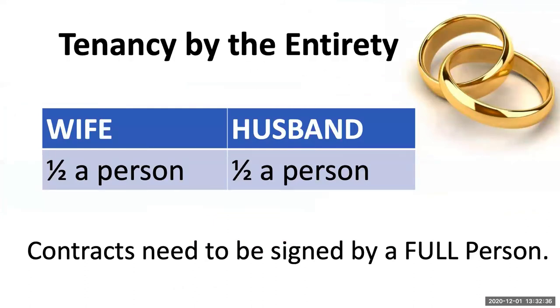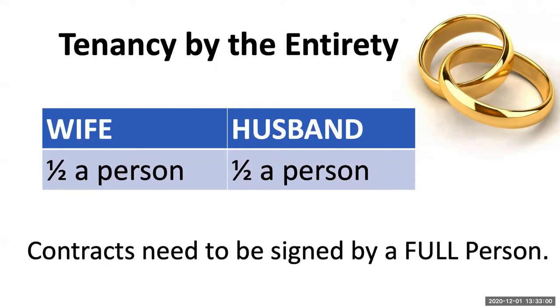Then you have tenancy by the entirety. This is husband and wife only. I don't even think this is used anymore. It used to give an extra protection against one spouse's debts on the other, but that doesn't work anymore. But the husband and the wife together make up one person. They're not two people, they're one person if they come together.